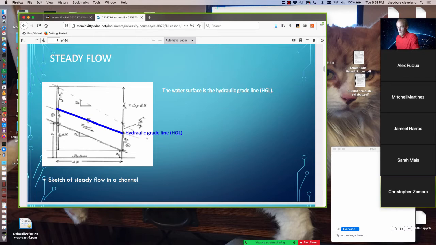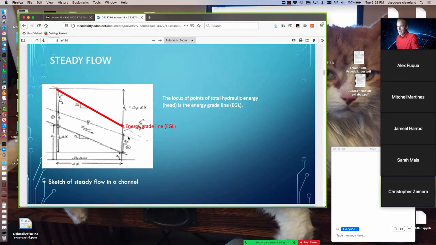And if you're especially lucky, in a real system, you'll see this blue line flowing downstream. You won't. If you see a blue line flowing downstream, there's some sort of nasty chemistry going on. But we see where the water surface itself is, and that is the hydraulic grade line.